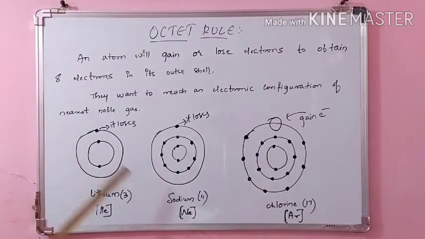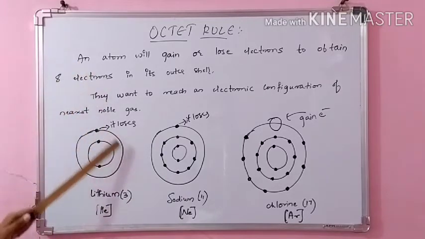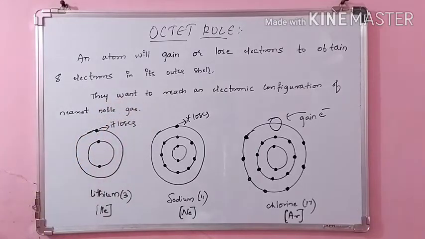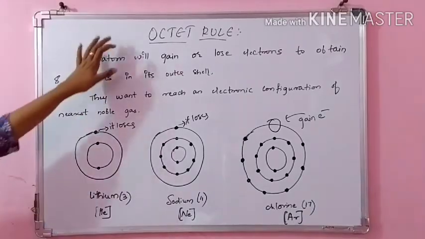Like this, all the atoms, whatever you take, will try to be in a stable state by having 8 electrons in their valence shell, and they will fulfill the noble gas configuration. This is nothing but your octet rule. I hope you understood this octet rule.